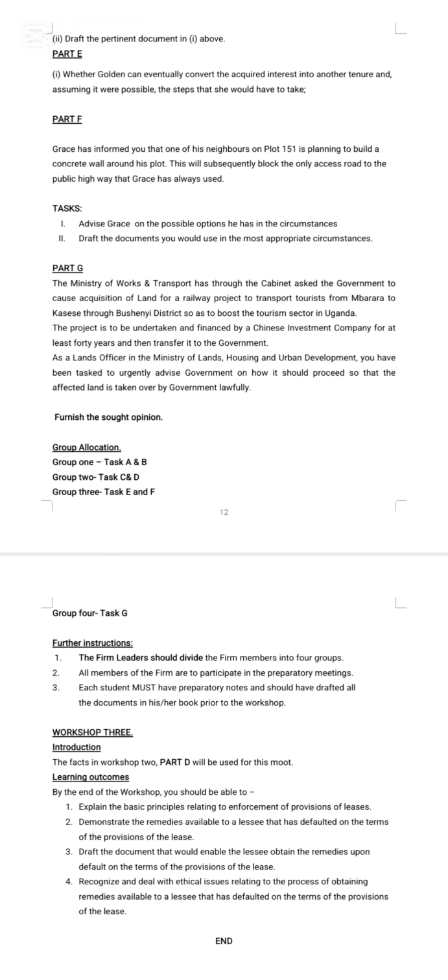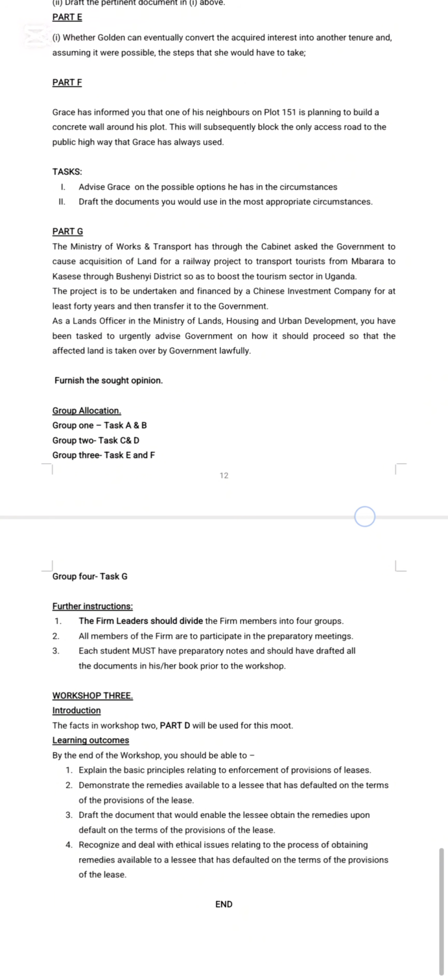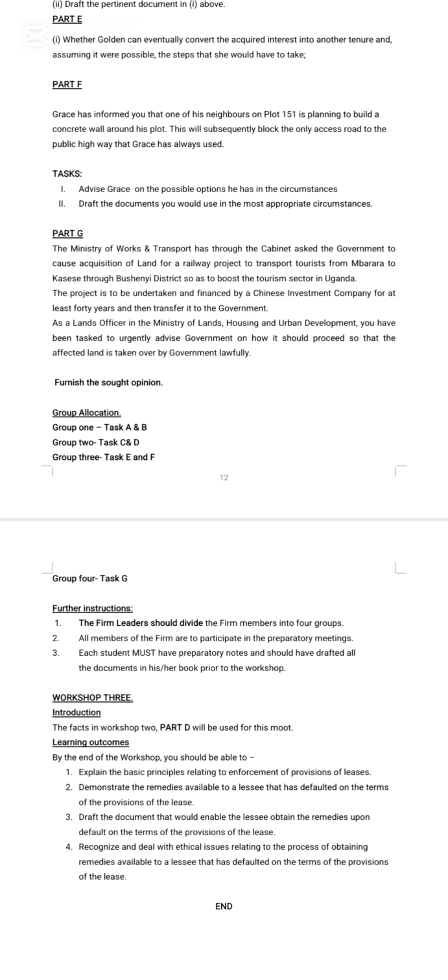Grace has informed you that one of the neighbors on plot 151 is planning to build a concrete wall around his plot. This will subsequently block the owner's access to the road to the public highway that Grace has always used. Advise Grace and draft the necessary documents.